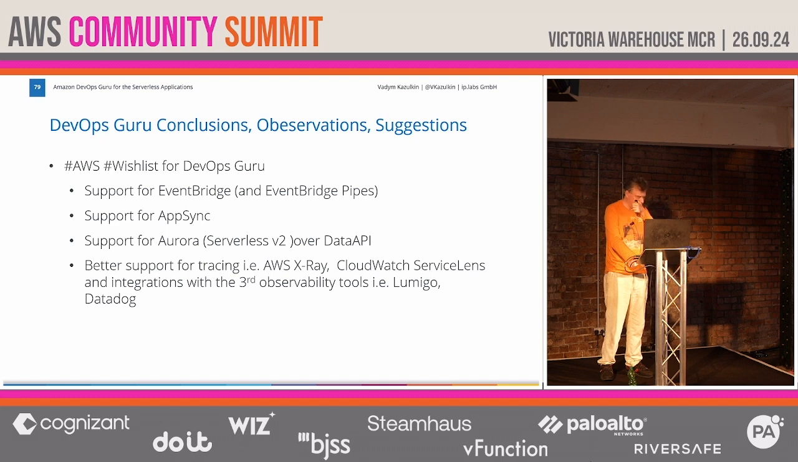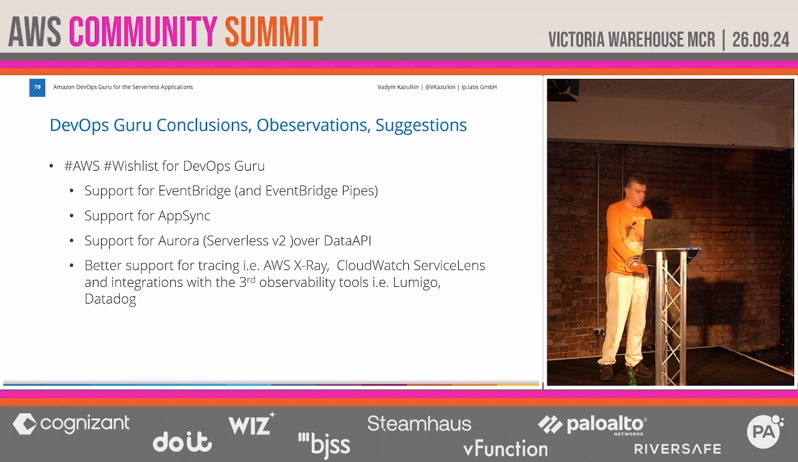DevOps Guru supports many services, but especially in the serverless category, there are some missing, like support for EventBridge is not there. SQS is there, SNS is there, Kinesis is there, DynamoDB Streams is there, EventBridge is not there. And of course also EventBridge Pipes. So all those sub-services of EventBridge are not there. Also no support for AppSync. There are also some limits that can be reached with that service that basically manages GraphQL. Also, once again, support for Aurora Serverless over Data API is currently not working well.